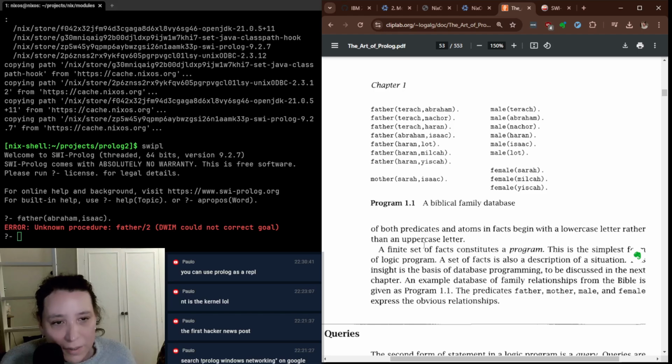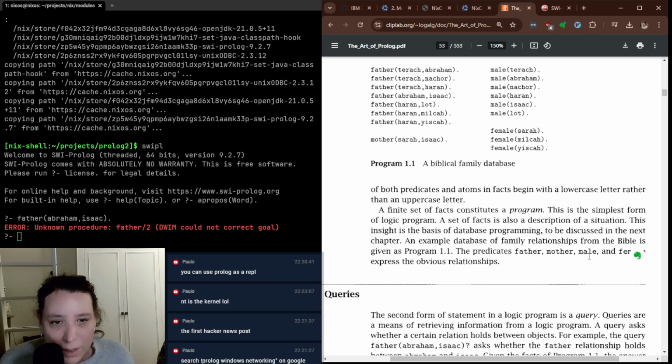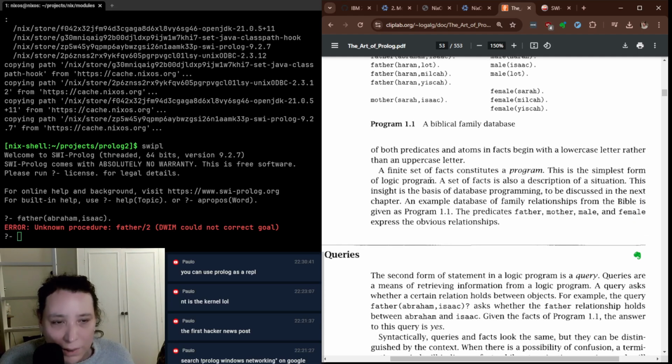A finite set of facts constitutes a program. This is the simplest form of a logic program. A set of facts is also a description of a situation. This insight is the basis of database programming to be discussed in the next chapter. An example database of family relationships from the Bible is given as program 1.1. The predicates father, mother, male, female express the obvious relationships.